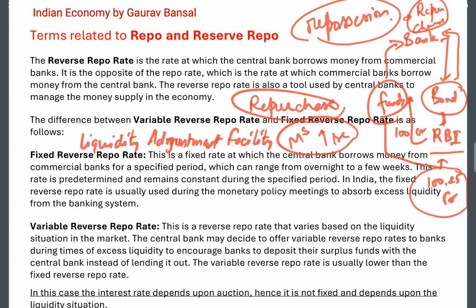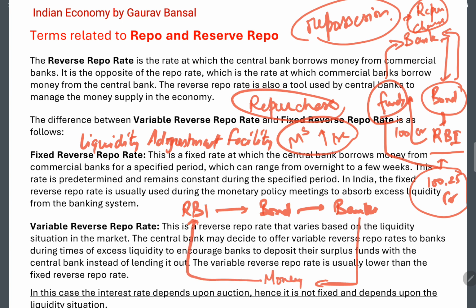Now think about reverse repo. Reverse repo does the opposite. In the case of reverse repo, it is RBI that will give the bond to the bank, and from the bank it will get the money, and after some time RBI will pay the money back to the bank and repurchase its bond. So that is reverse. What is reversed here? The roles of the bank and RBI.